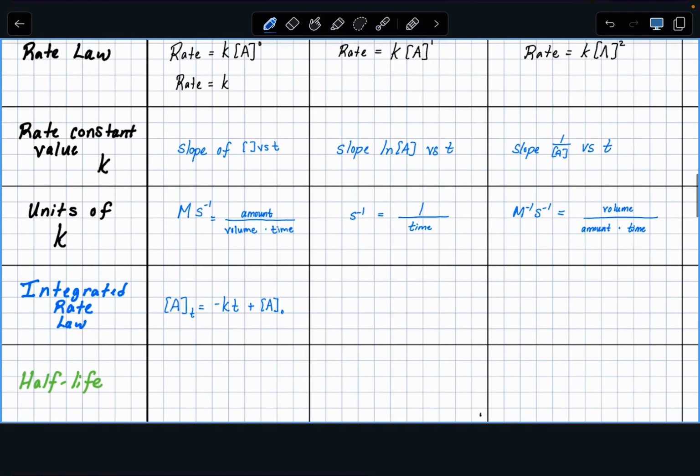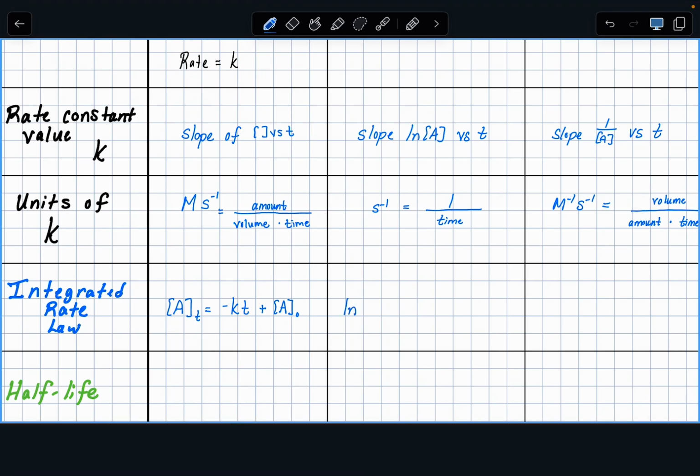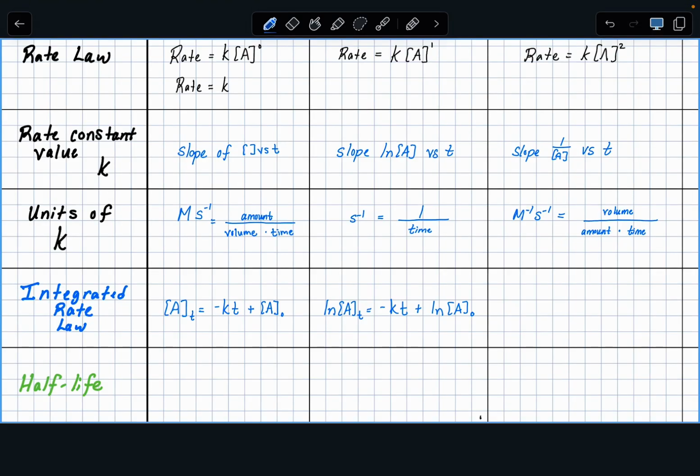All right, so the integrated rate law for a first order is the natural log of A at some time equals negative k, which is the slope, times time, t, plus the natural log of A naught. And then the last one, for a second order reaction, is 1 over the concentration at any specific time equals positive k, or they just don't put negative, times t, plus 1 over A naught, the reciprocal of A naught.